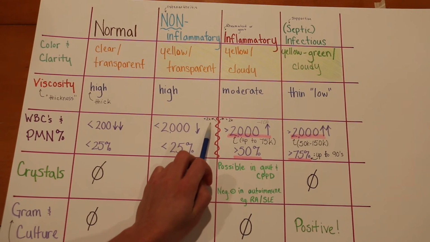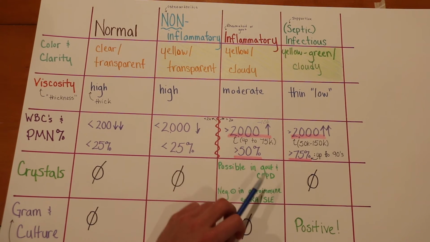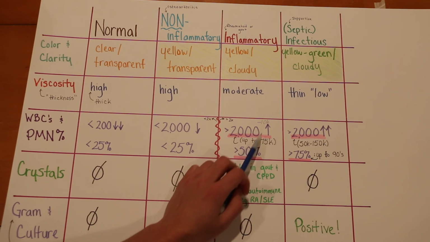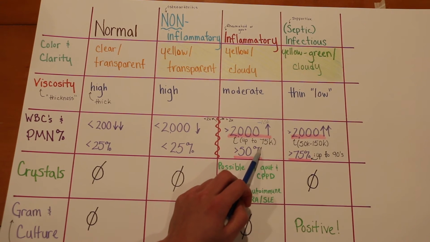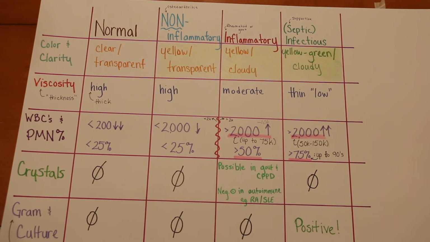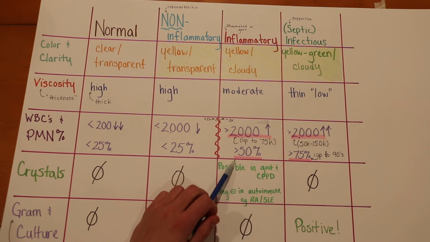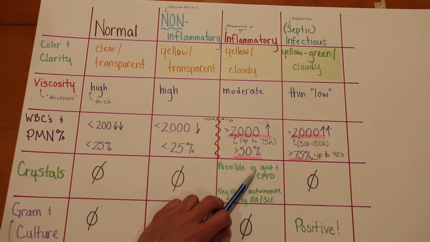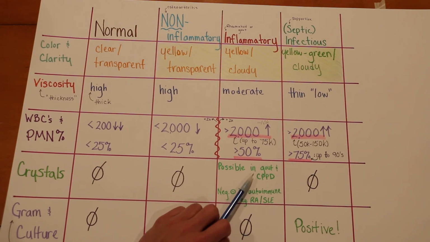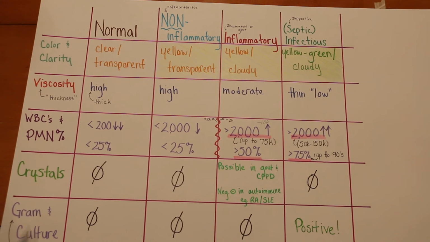The inflammatory arthritis, being a more acute process, will have 2,000 up to 100,000 white cells, but it can even have as many as 75 to 100,000, typically the 2,000 to 100,000 range. Crystals can be seen either as the needle-shaped negatively birefringent monosodium urate crystals or rhomboid positively birefringent CPPD crystals.